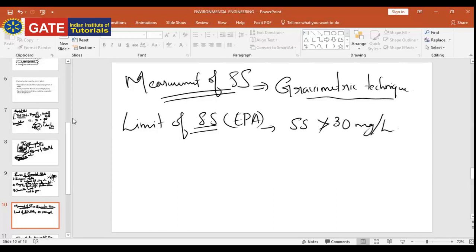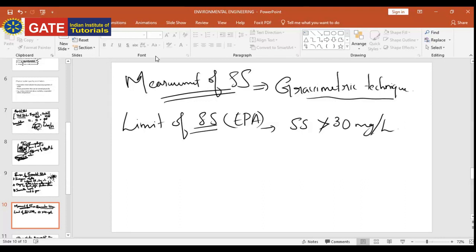So suspended solids: the limit according to EPA is that suspended solids should not be greater than 30 mg per liter. Got it? Any doubt? What's EPA? Environmental Protection Agency. Actually, it is US EPA. It is the Environmental Protection Agency in the US, United States.